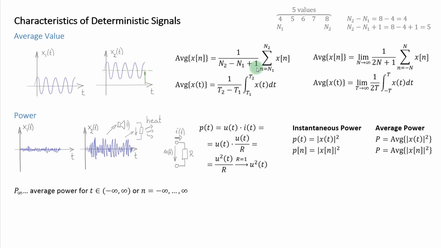Each year, it is a mystery to some students why I have this plus 1 here, so let me explain. For example, let's say this n1 is 4, and this n2 is 8. So this interval will include the values 4, 5, 6, 7 and 8. That is 5 values in total. So if here I sum 5 values, here I need to divide by 5.